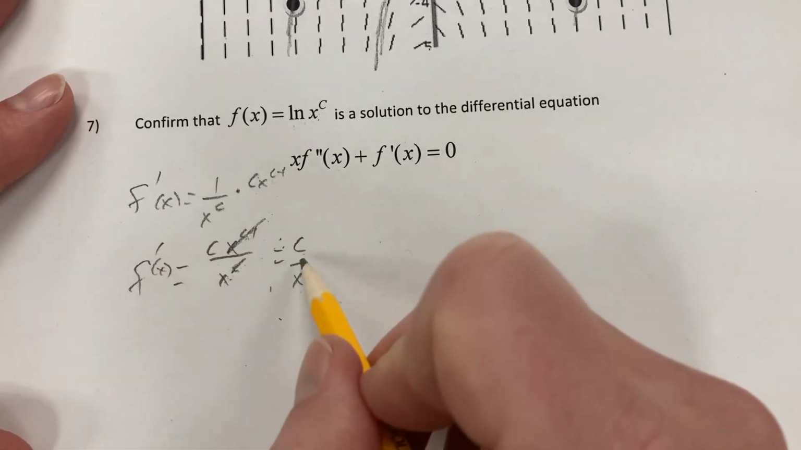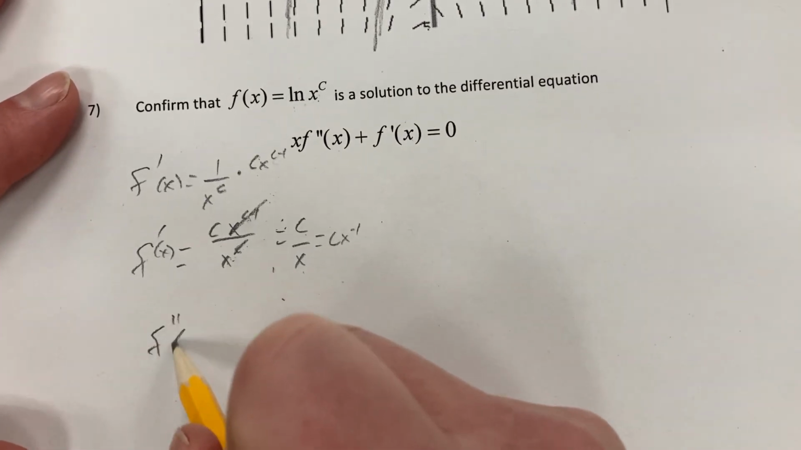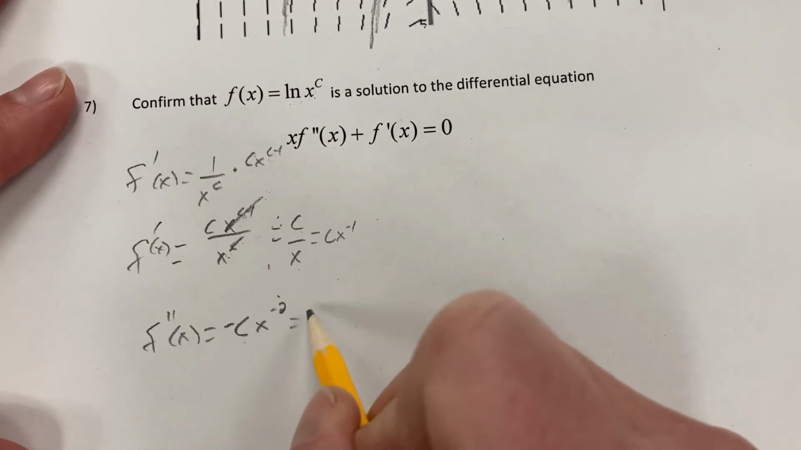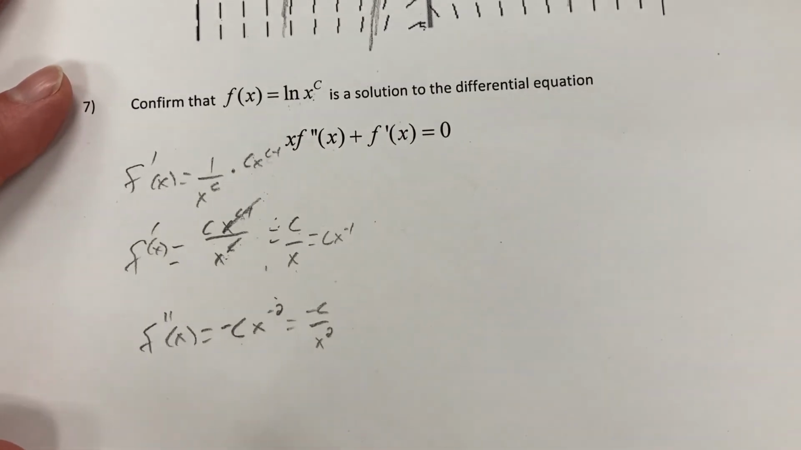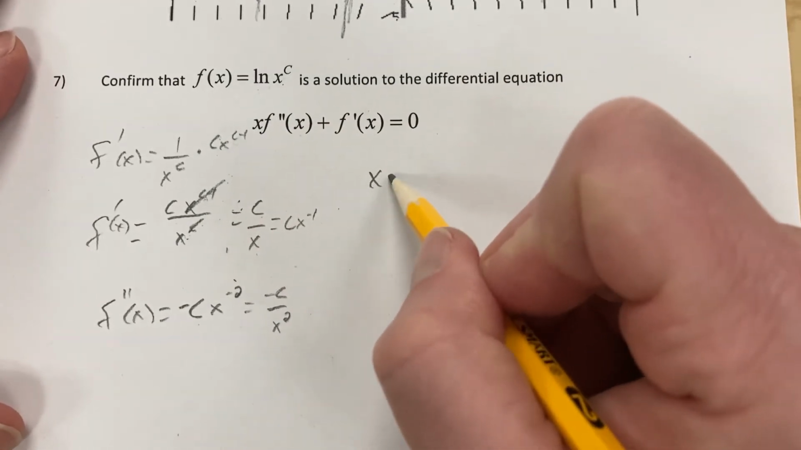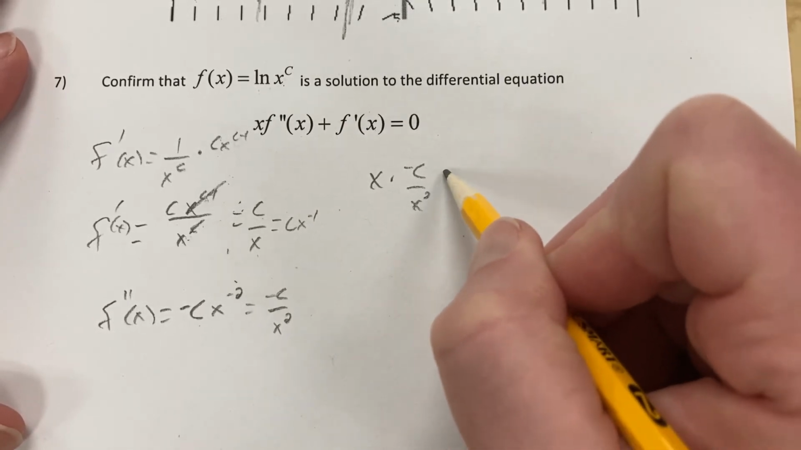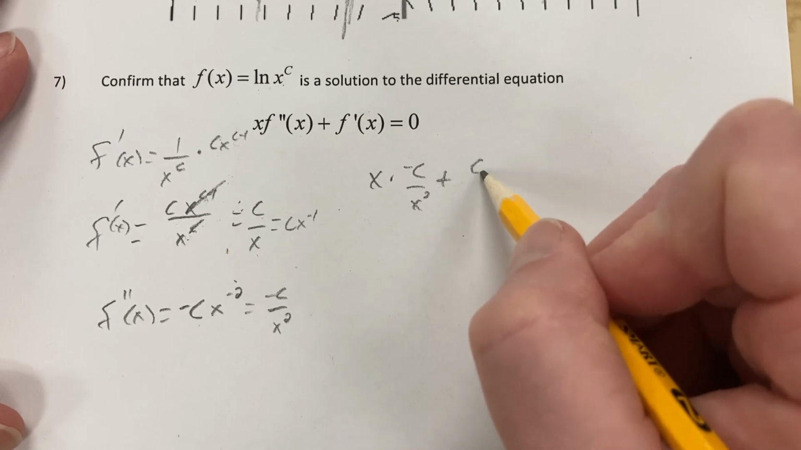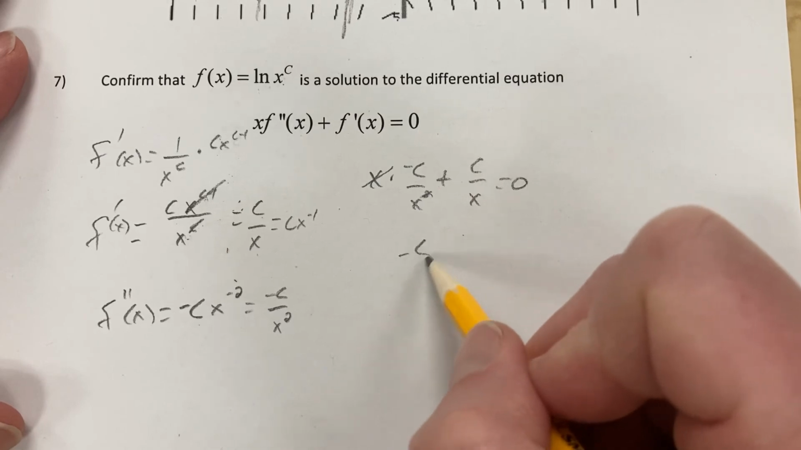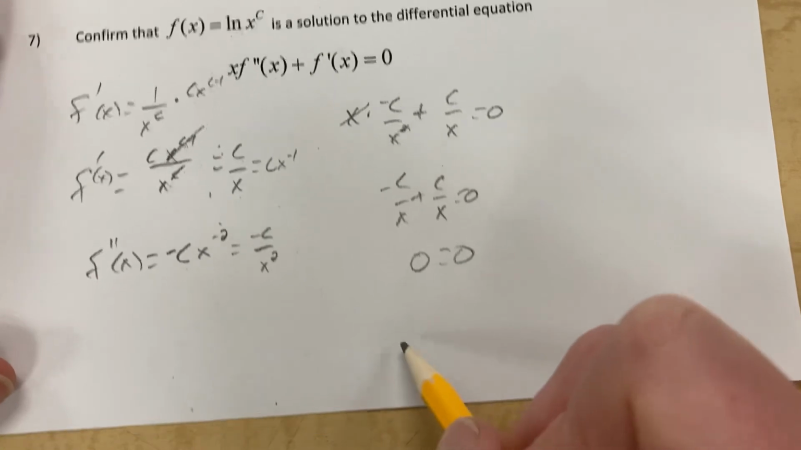Okay. And I could rewrite that as c x to the negative 1 if I wanted to help me with the second derivative. The second derivative for this will be negative c x to the negative 2, which is negative c over x squared if I want to write it like that. Okay. Now let me bring this over. So we're going to have x times the second derivative, negative c over x squared, plus the first derivative, c over x, equals 0. So this x can knock out one of those. I get negative c over x plus c over x equals 0, and that indeed works out.